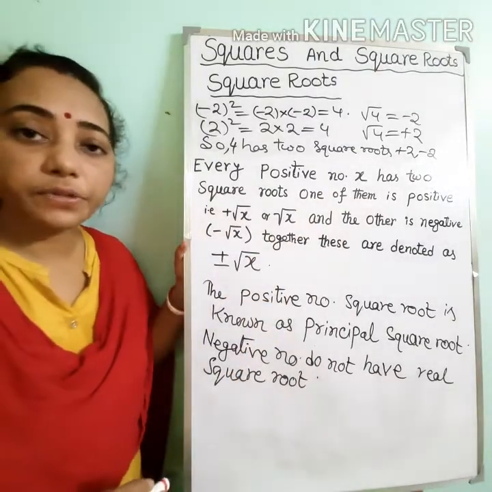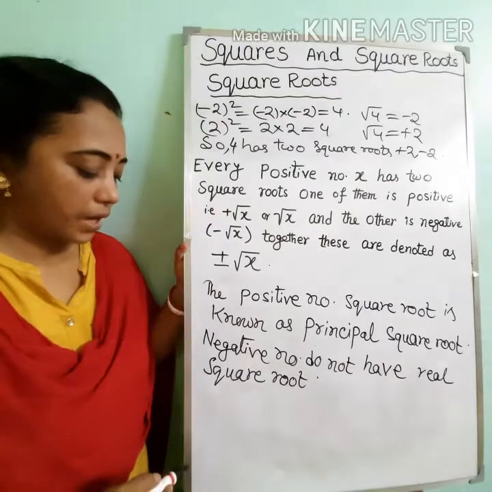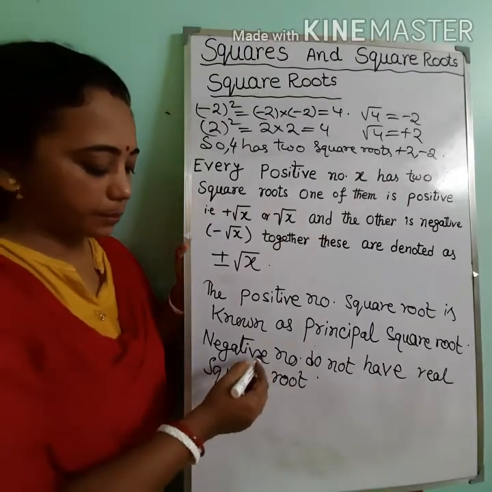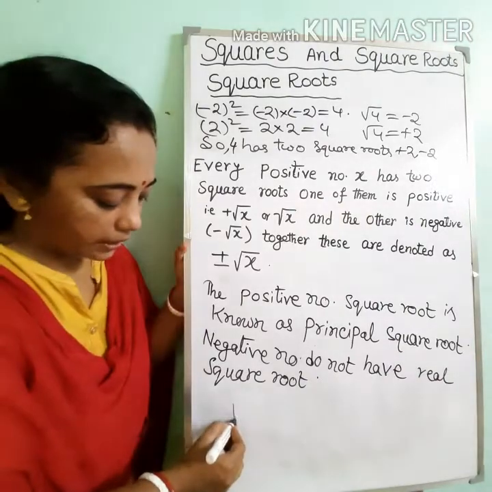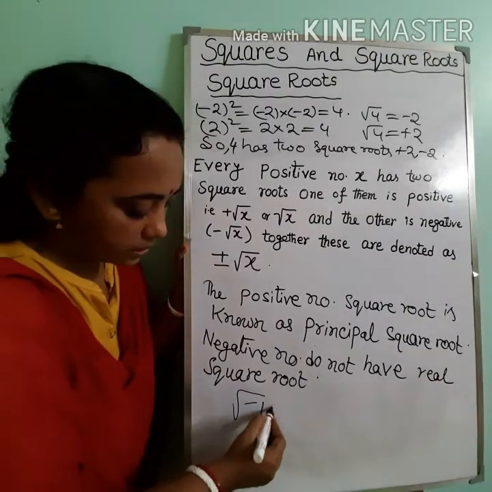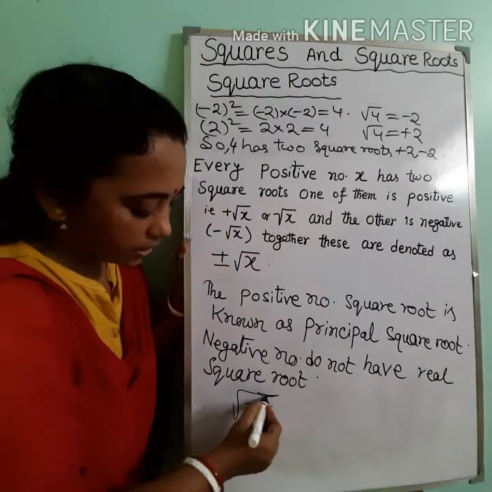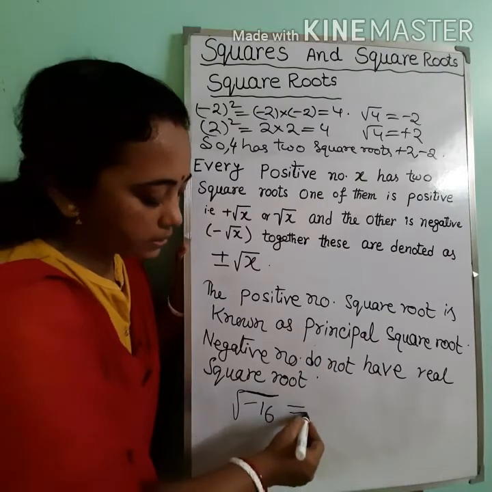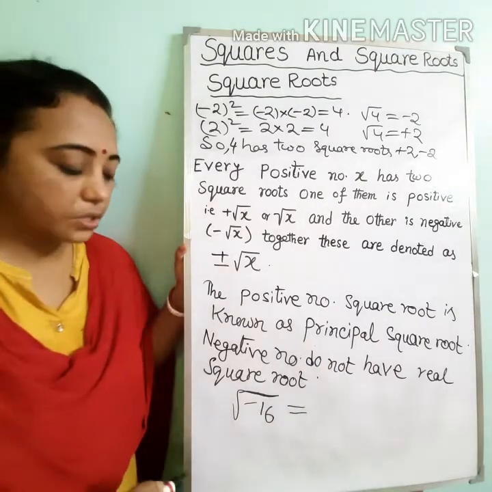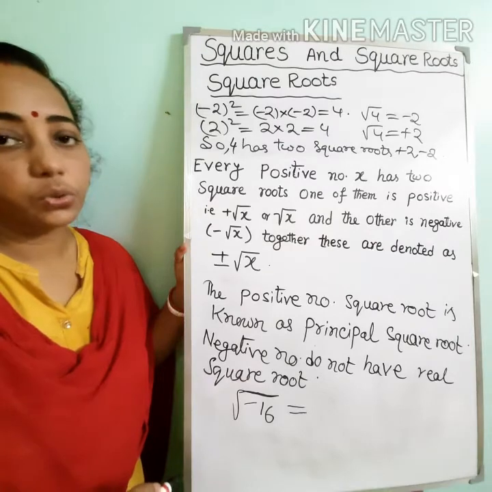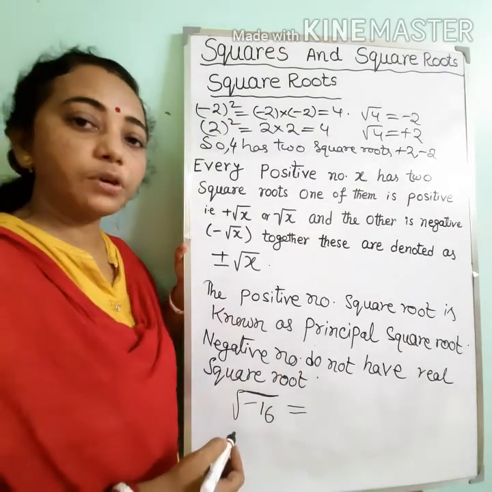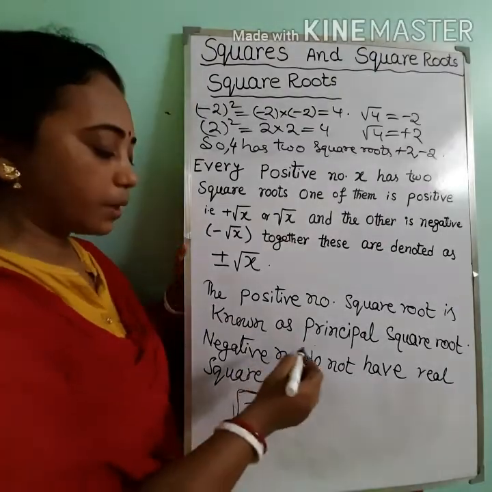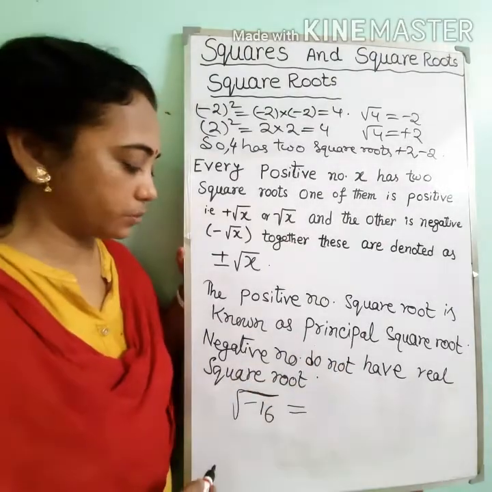So square root of 0 is 0, and negative numbers do not have a real square root. Suppose we take square root of minus 16. Can you imagine any number whose square is minus 16? No. There is no real number whose square is a negative number. So square root of minus 16 will give an imaginary number. So negative numbers do not have a real square root.